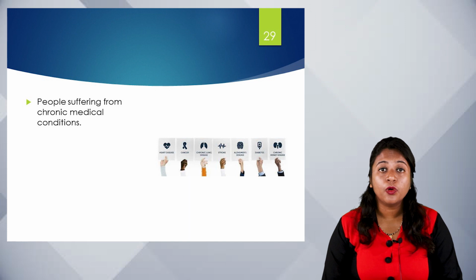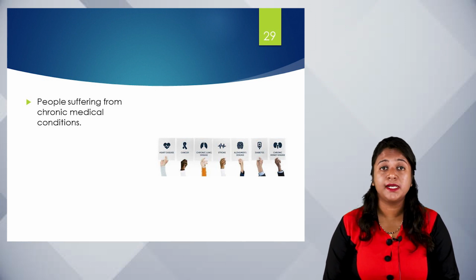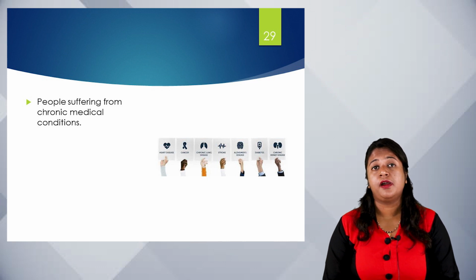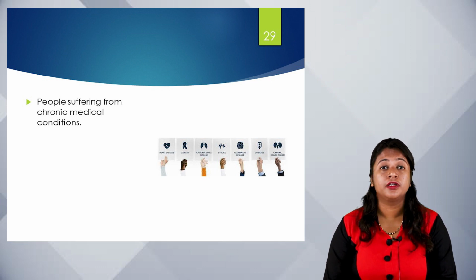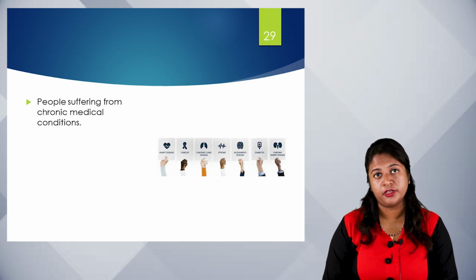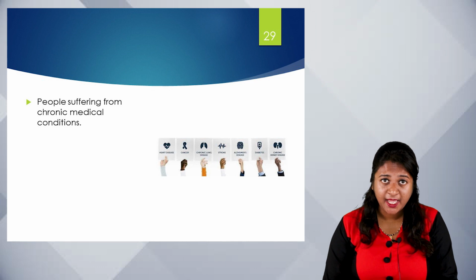People suffering from chronic medical conditions. People who are suffering from chronic medical conditions, like rheumatoid arthritis, or any kind of asthma, or any cancer, right? Or diabetes, hypertension, all these people are at risk for developing mental disorders because of being chronically medically sick.